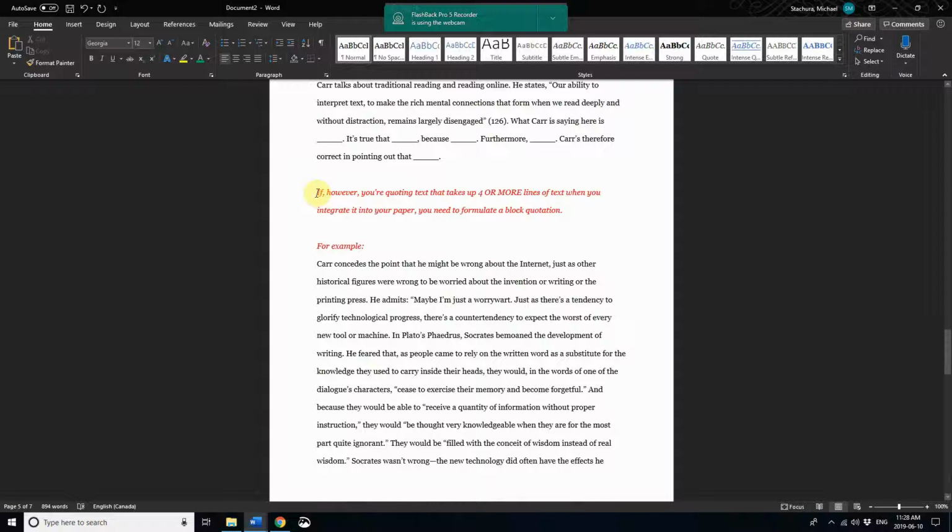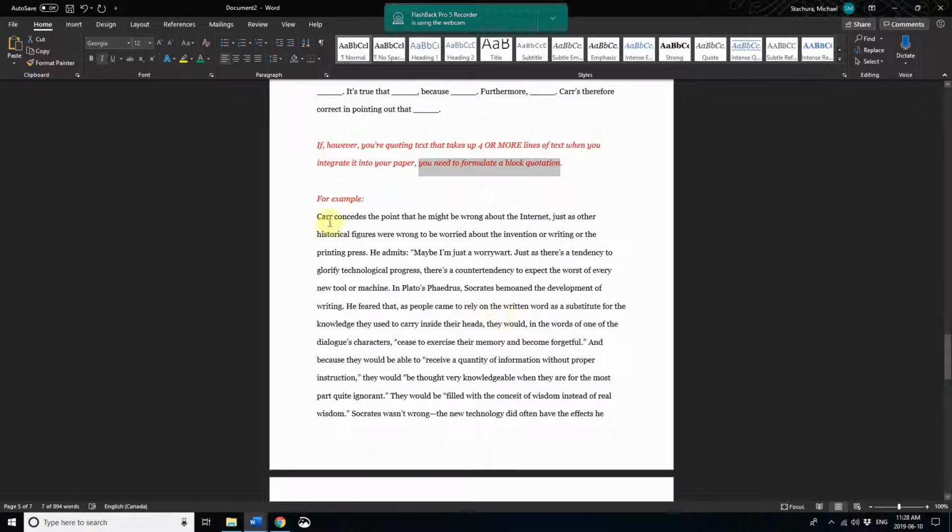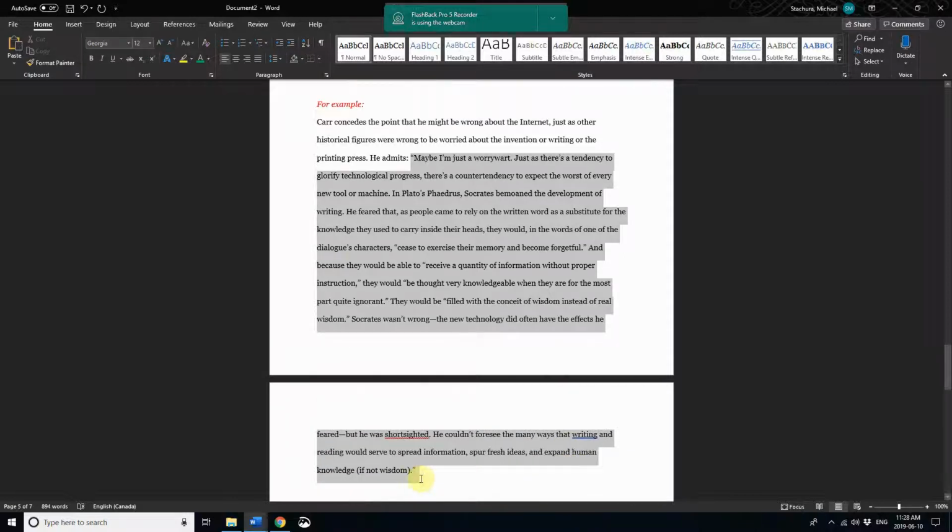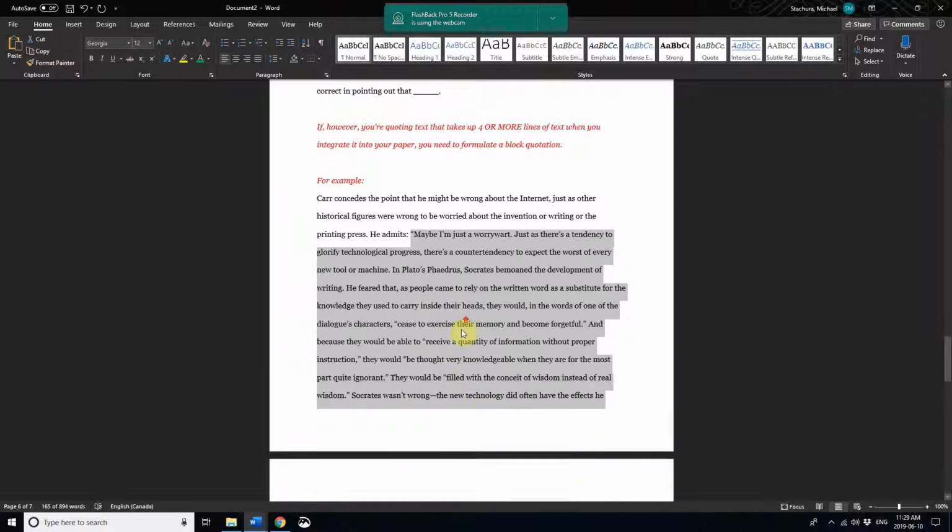Finally, if, however, you're quoting text that takes up 4 or more lines of the text, when you integrate it into your paper, you need to formulate what's called a block quotation. So for example, here's another point. Okay, so I introduced this quotation here. So this is the quotation from the text that I want to use. It's a monster. Okay, I want to use all of this in my essay. Okay, it's a monster quotation.